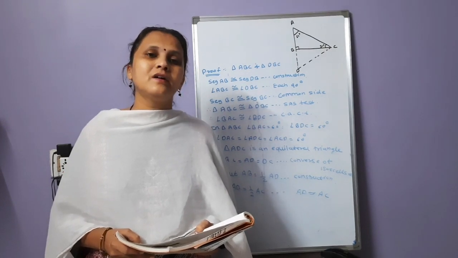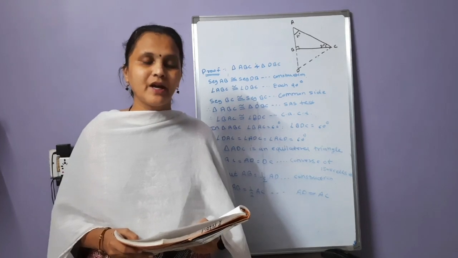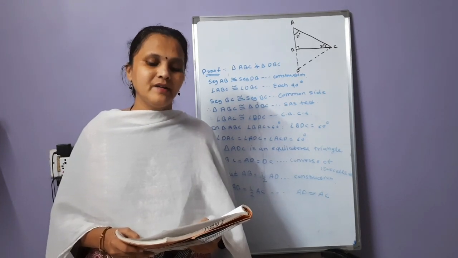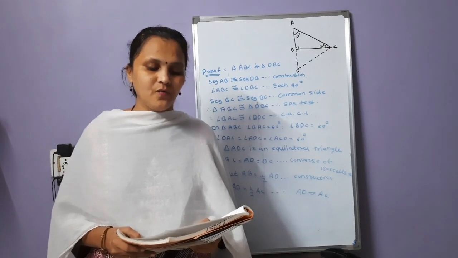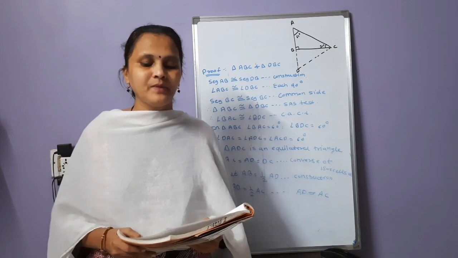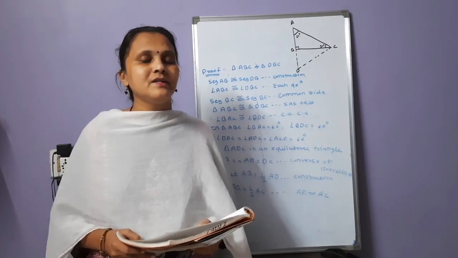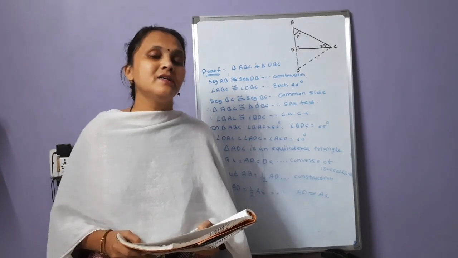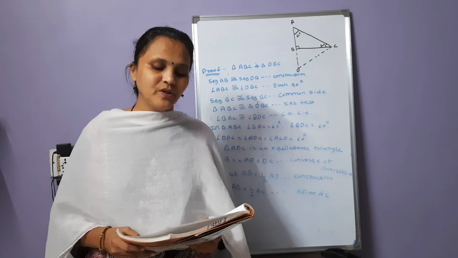So what is the main statement for this theorem? If the acute angles of a right angle triangle measure 30 degree and 60 degree, then the length of the side opposite to the 30 degree is half of the length of its hypotenuse. Here the side opposite to the 30 degree angle is half of its hypotenuse, that we have to prove.